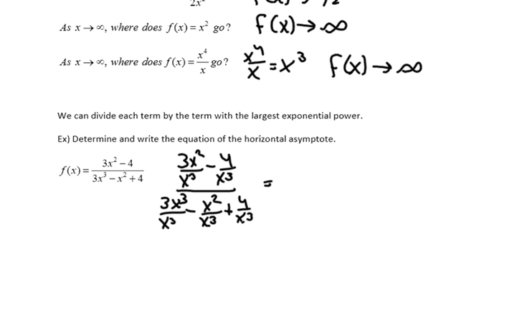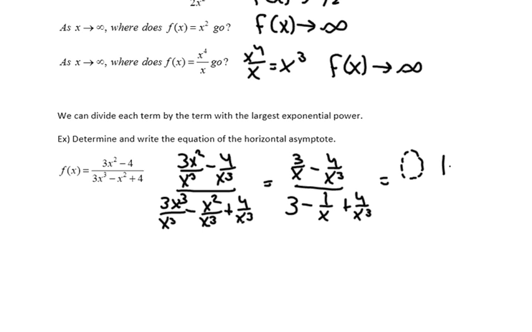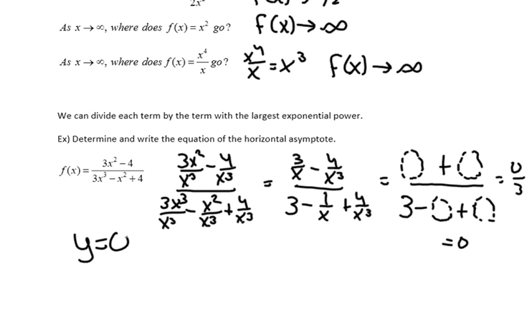Well, 3x squared divided by x cubed is 3 over x. That does not simplify. On the bottom, that's 3 minus 1 over x plus 4 divided by x cubed. So 3 divided by x gets very close to 0. Not exactly 0, but approaches it. Plus a number very close to 0 divided by 3 minus 0 plus 0. So that's about 0 over 3, okay, which equals 0. So I would expect the horizontal asymptote for this rational function to be y equal to 0.